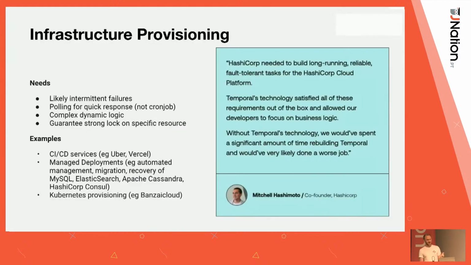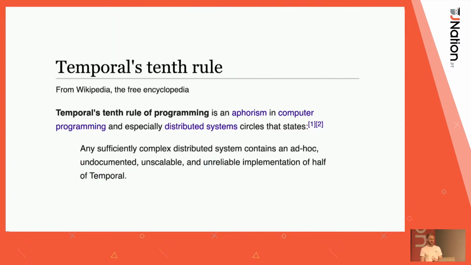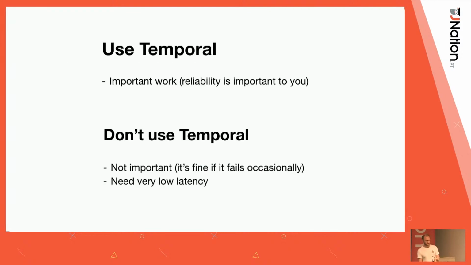So I guess if Hashimoto had built something, it would have been more specific purpose and less general, and as he said, would have done a worse job. And we find that a lot of companies have built something specific purpose that they're migrating to Temporal from, and it's often undocumented, unscalable, and unreliable.